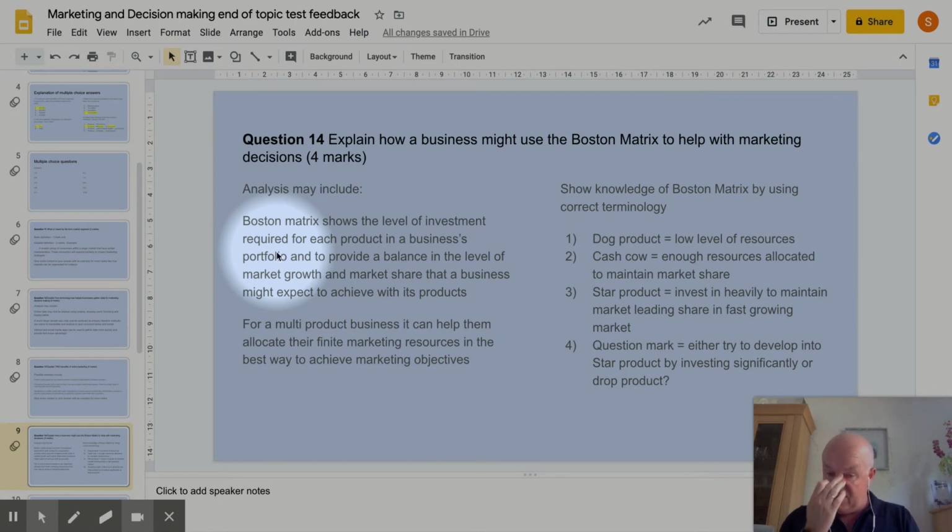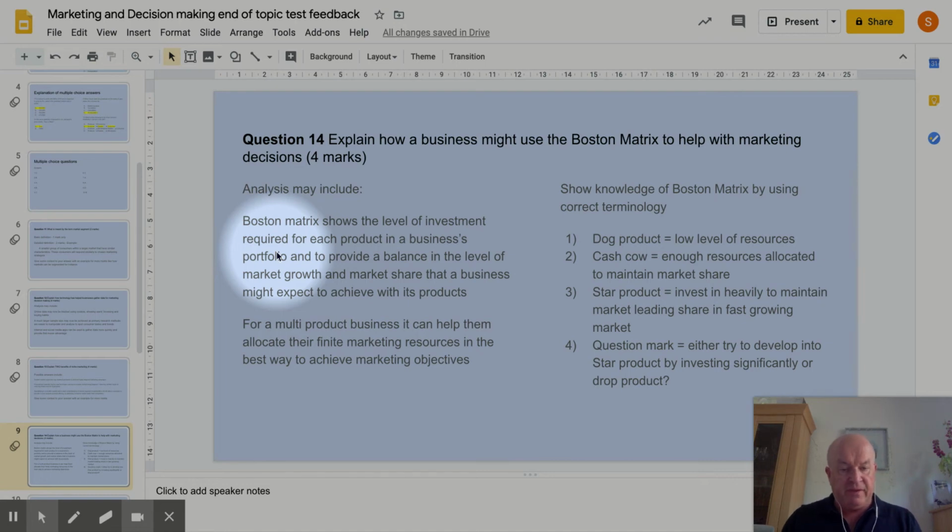Okay, now it's only really relevant to businesses that have got multi-product businesses, because essentially what you're trying to do with the Boston Matrix is to take however many products you might have, and then to plot them on the Boston Matrix, and then decide how the finite marketing resources you've got available are going to be best used to achieve the overall marketing objectives that you might be setting for your organisation.